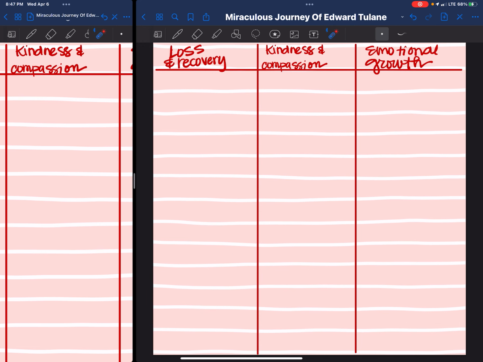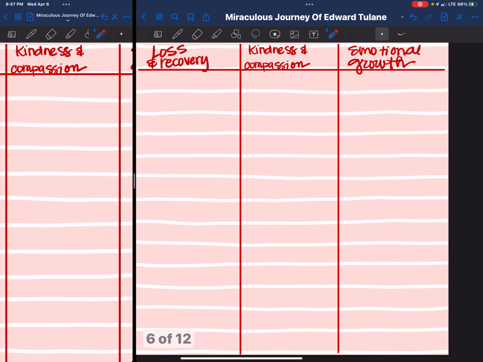And I need one or two people that write really fast in your group to be the recorders. And you're going to sketch off this piece of paper really fast, just like this. You're going to have three different columns. At the top of one column, loss and recovery, then kindness and compassion, emotional growth.